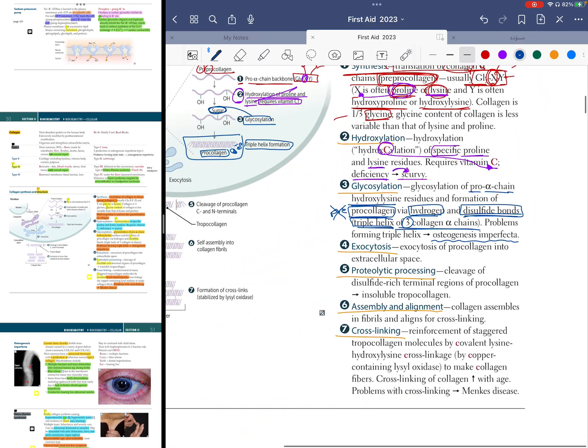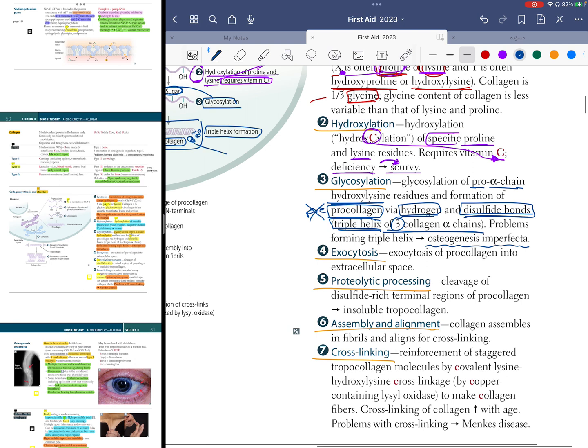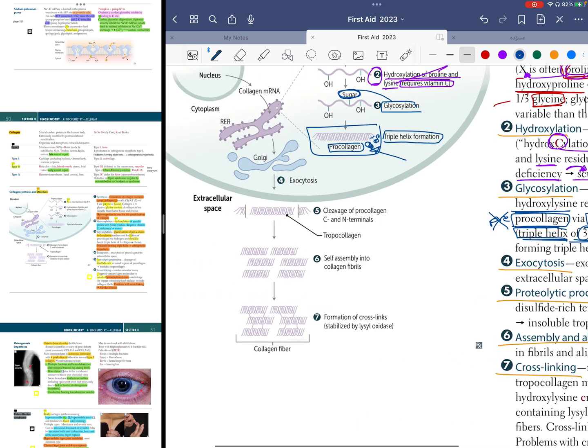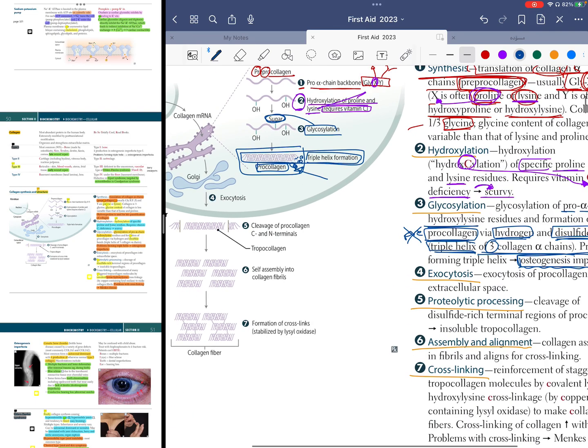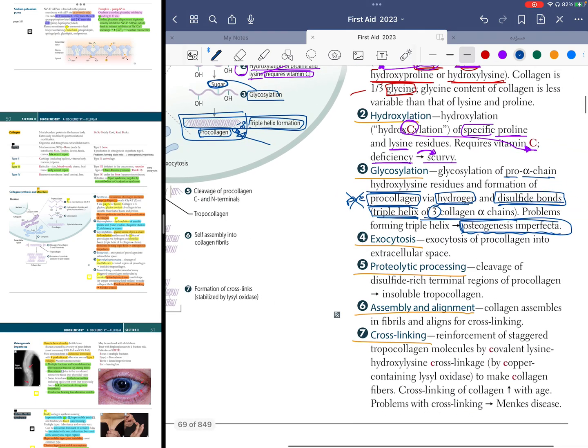Problems forming the triple helix. If we have a problem with this end product, with this triple helix, then it is osteogenesis imperfecta. If we have a problem with procollagen synthesis, with creating this triple helix formation, either in the glycosylation or in the creation of procollagen by the hydrogen and disulfide bonds.